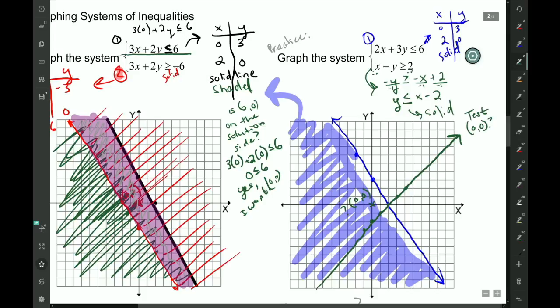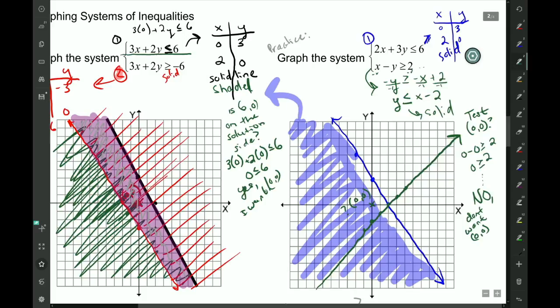Is it okay? Well, I'll plug into the very original. Is 0 minus 0 greater than or equal to 2? Is 0 greater than or equal to 2? No. It's not more than 2. So I don't want the point 0, 0. I'm sorry, but just not today.